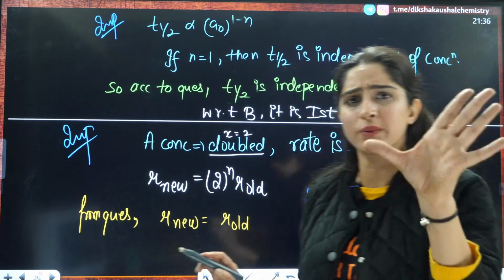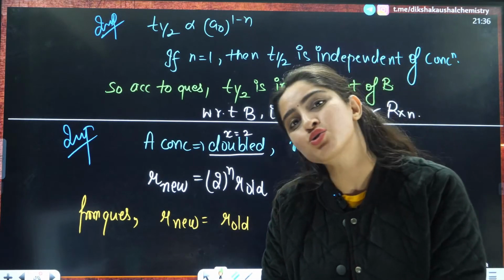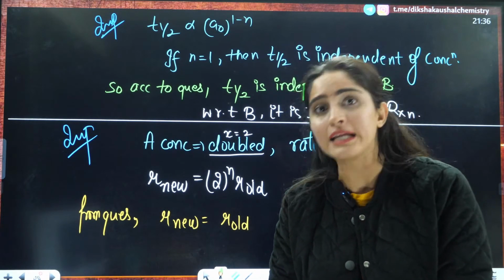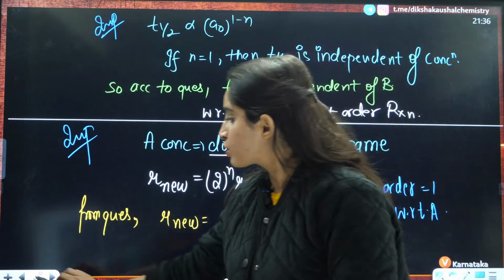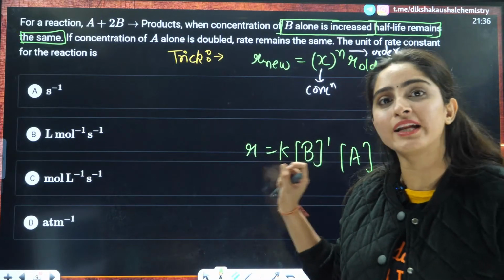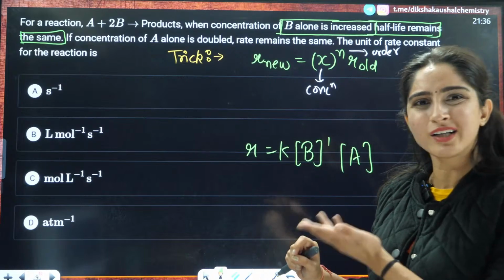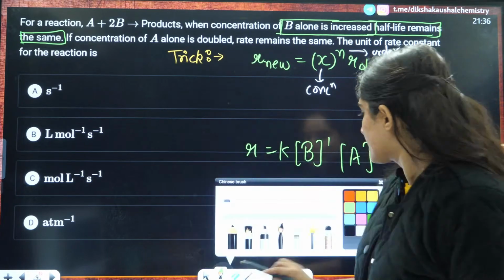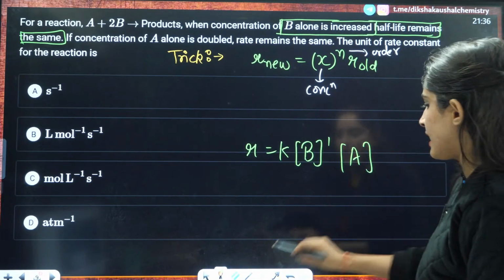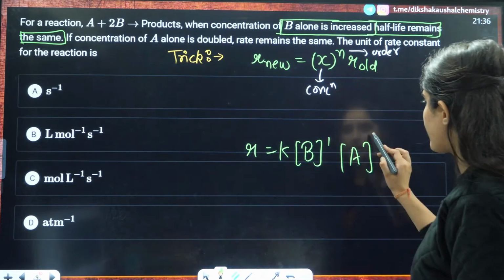Only a few students will be able to answer, and only those students will get a seat in a good college. So these kinds of questions will determine your rank. And it's not a tough question, it's a very easy question. So we can say that this is A raised to power 0.